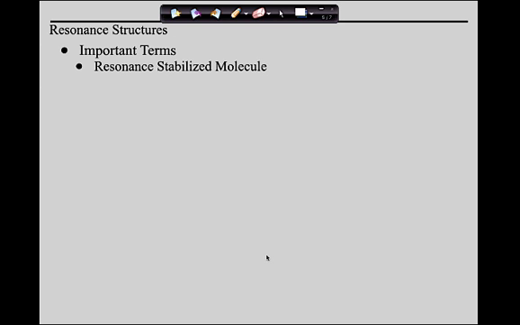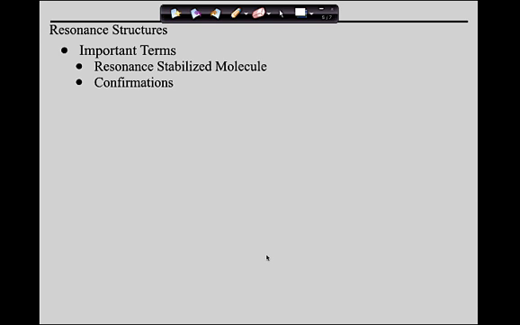Now, when we talk about resonance stabilized molecules, this means that they have multiple structures. What do we call those structures? Conformations. But understand, I said that kind of wrong. Ozone doesn't really have multiple conformations. It's the average of these multiple conformations.